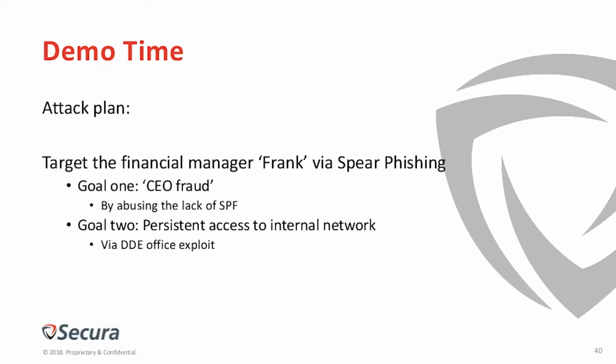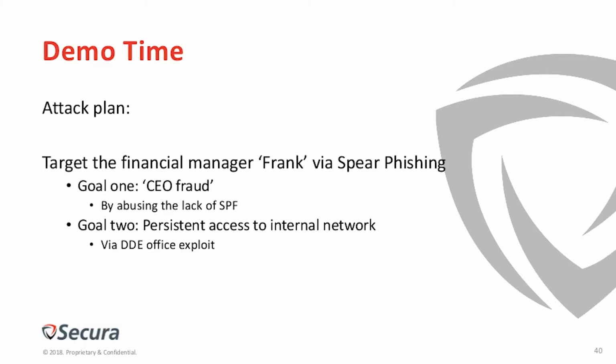So in this case, the attack plan was created. We were going to target the financial manager Frank via spear phishing, which was that Excel file that was sent over. The first goal was CEO fraud. So if we are this financial manager Frank, and we can fake emails to the CEO, then we can do exactly what I said before, where it's urgent, we need $10 million, send it here, and then we can make an acquisition.